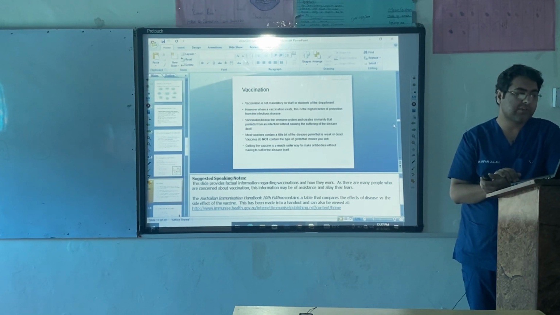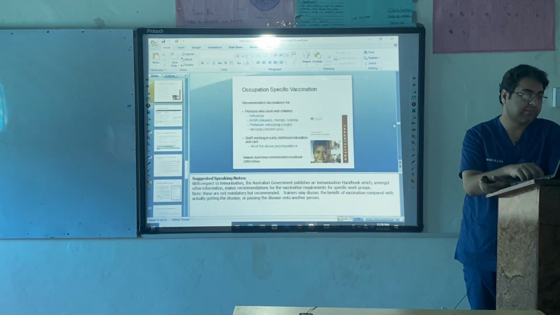Vaccination boosts the immune system and creates immunity that protects from an infection without causing the suffering of the disease itself. Most vaccines contain a little bit of the disease germ that is weak or dead. Vaccines do not contain the type of germ that makes you sick. So, getting the vaccine is a much safer way to make antibodies without having to suffer the disease itself.